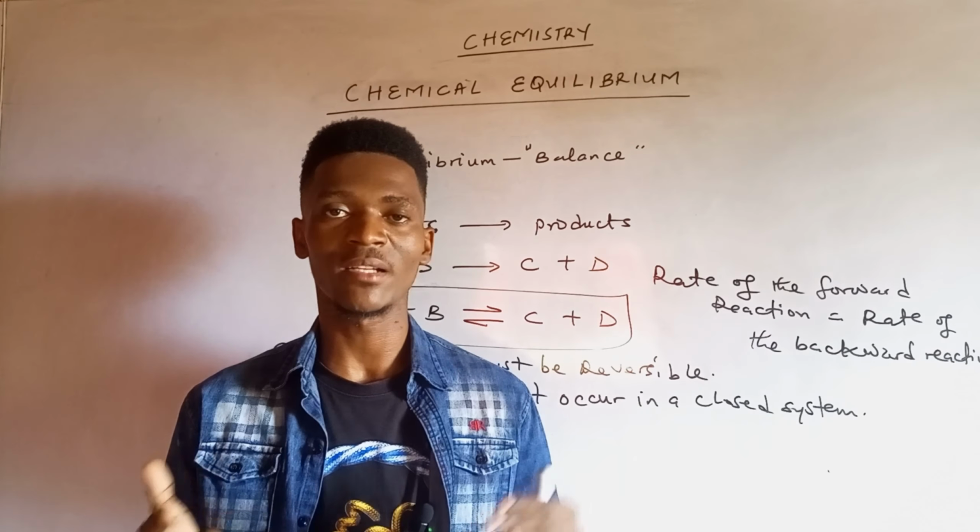And what does this principle state? Le Chatelier's principle states that if an external constraint is imposed on a chemical system at equilibrium, such as a change in temperature, pressure, or concentration, the system would adjust itself in order to annul or neutralize the effect of the constraint. And that adjustment of the system is to actually regain equilibrium.